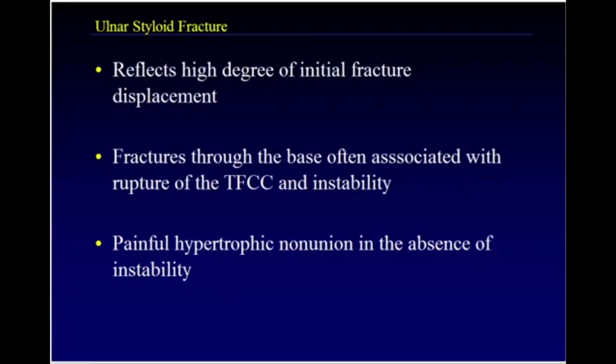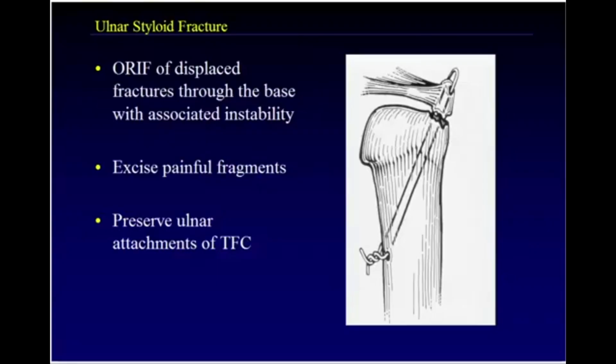The ulnar styloid fracture, when present, again heralds a high energy trauma to the wrist. You really need to suspect a high incidence of instability, especially with large ulnar styloid fractures. Fractures through the base are often associated with rupture of the triangular fibrocartilage complex and resultant instability of the DRUJ. You can get a painful hypertrophic non-union in the absence of instability. If you have a significantly displaced ulnar styloid fracture through the base, then you should consider ORIF for those fractures.